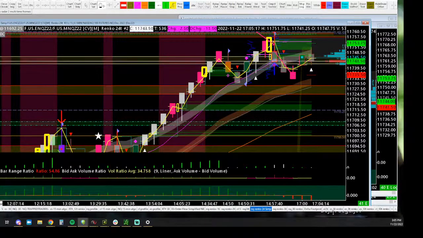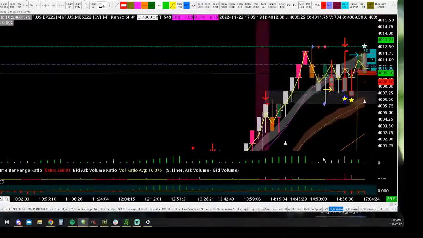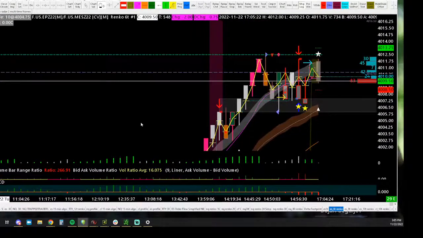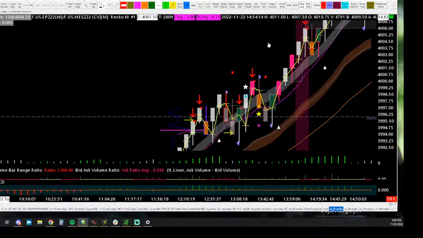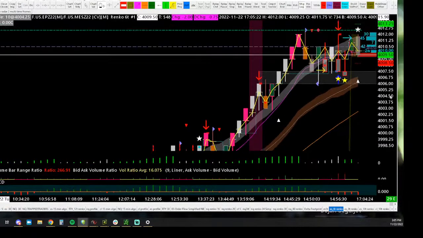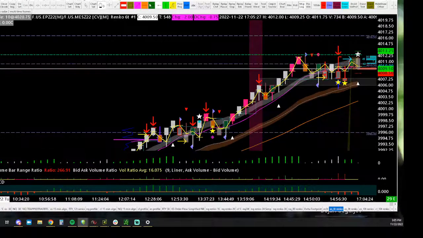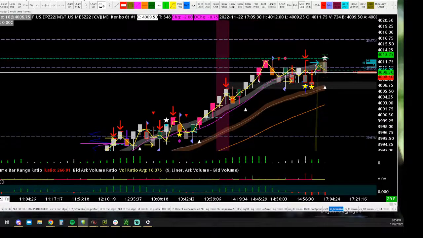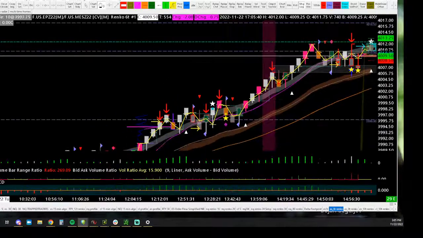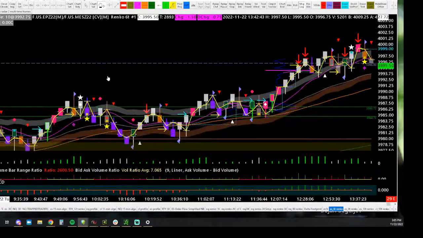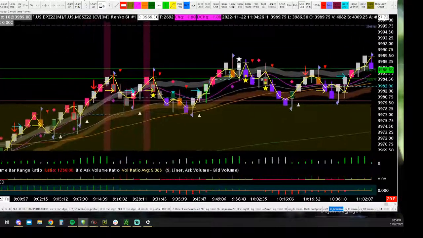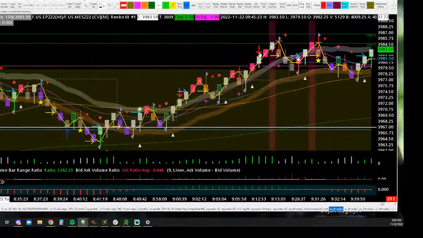Oh, you know what? I should see if it works on ES. Oh, I don't have it on ES. I don't have the high volume on ES. Well, I know on NQ there's one here, so let's see. Did we get a pink bar, orange bar? But it didn't. That was after. I think it's like here. I believe I have the boxes. I do. I just don't have the high volume. So I wouldn't know where to look for it.